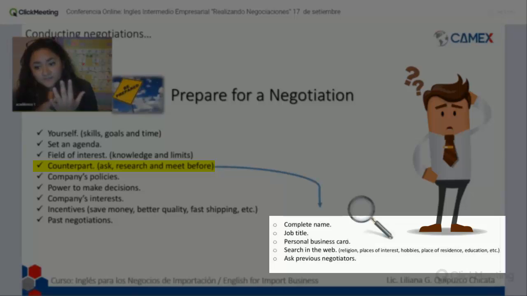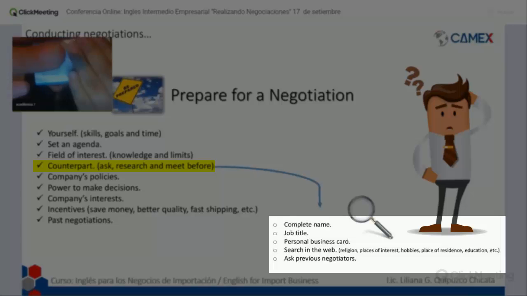So in this case, I have to ask for the complete information. What information can you ask for? You can ask for the job title. Usually, when you ask for a personal business card, there is the second one. You can have the job title.